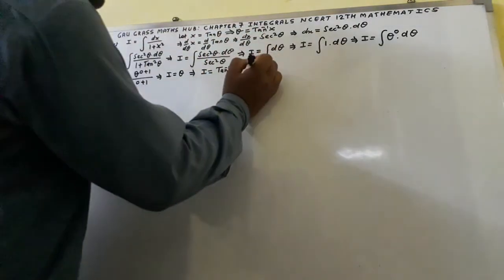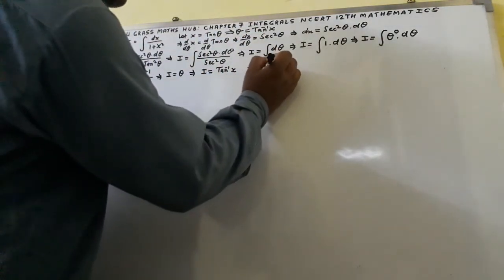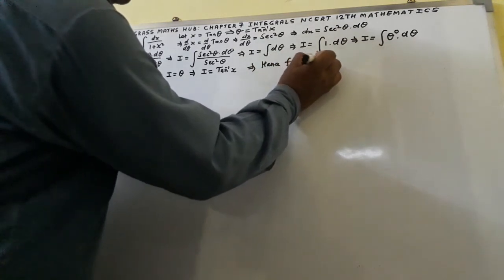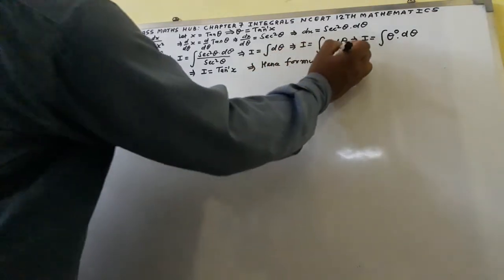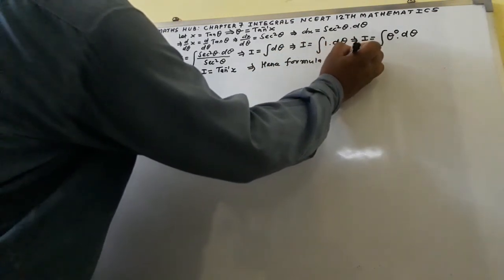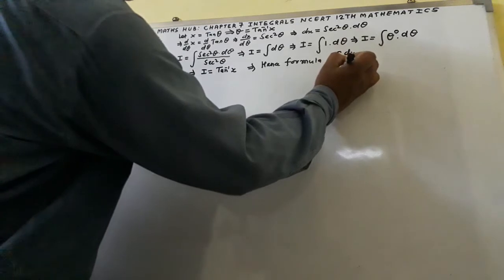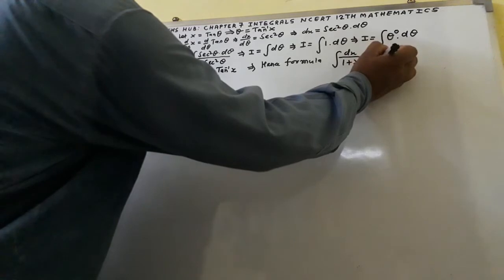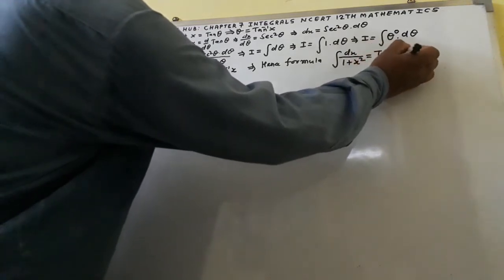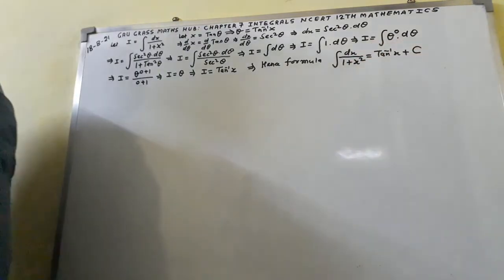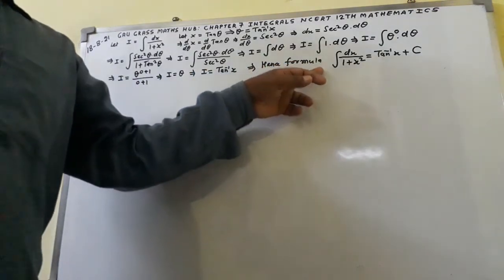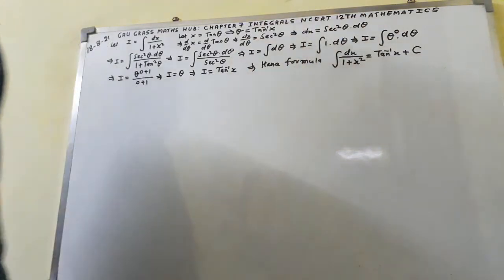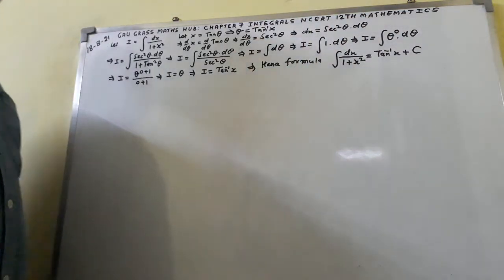Hence the formula will be: integral dx over 1 plus x square equals tan inverse x plus c. Integral dx over 1 plus x square equals tan inverse x plus c. This thing you have got.